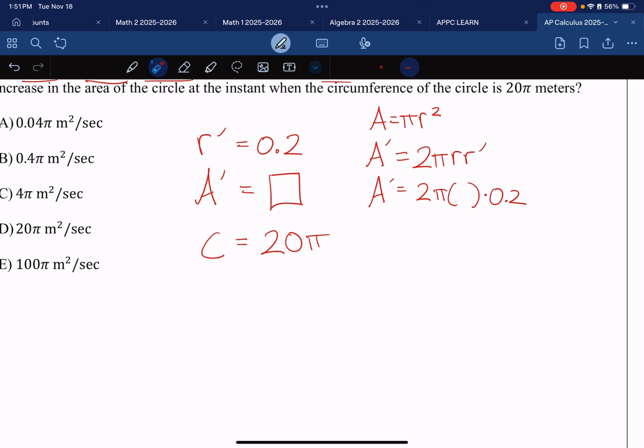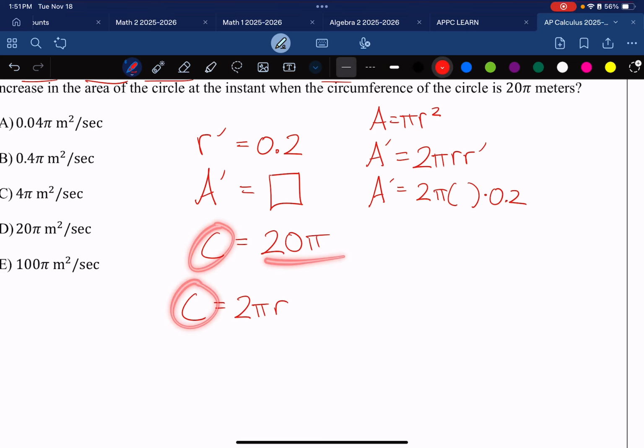I haven't used circumference. So what's the formula for circumference? Circumference is 2 times pi times r. And I happen to know that this circumference is 20 pi. Therefore, 20 pi is equal to 2 pi r. If I divide both sides by pi, go away. If I divide both sides by 2, that's 10, and 10 is equal to r.